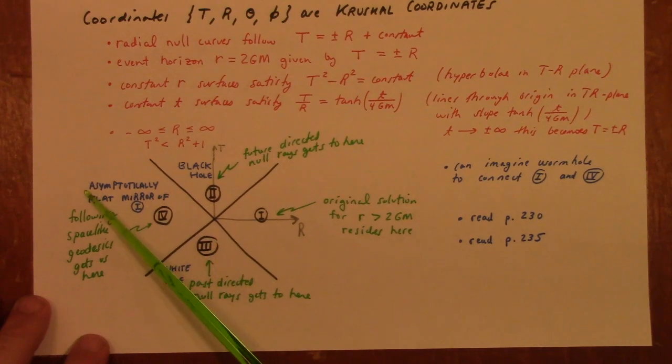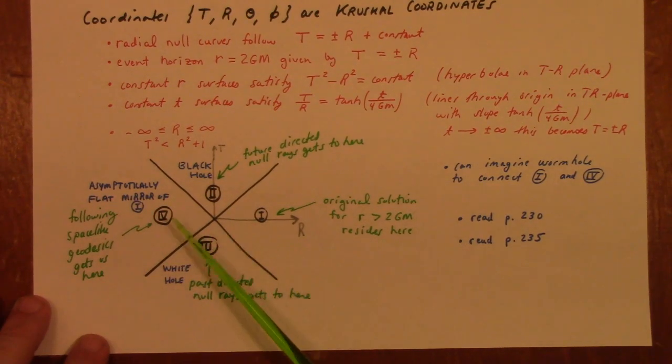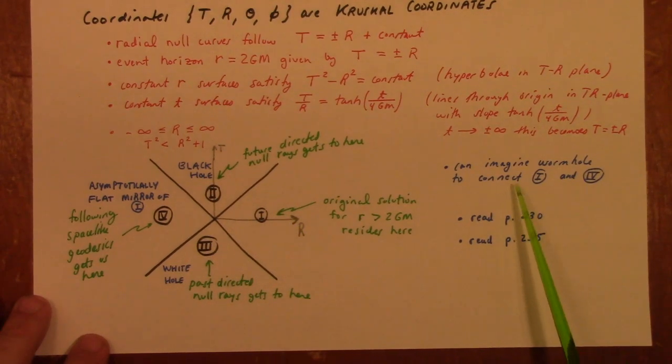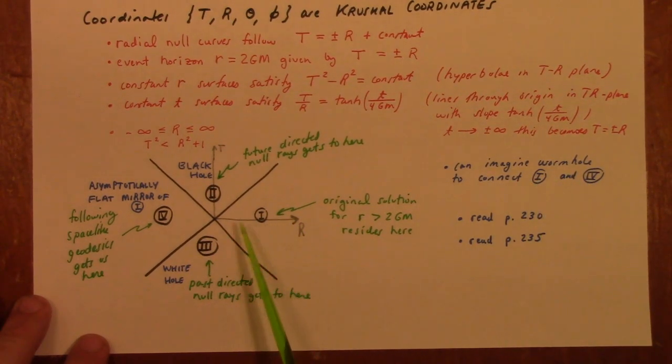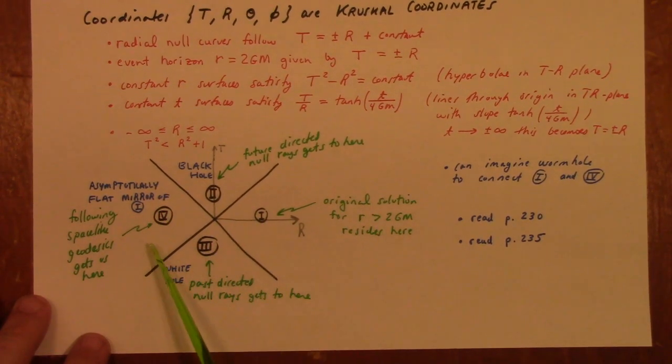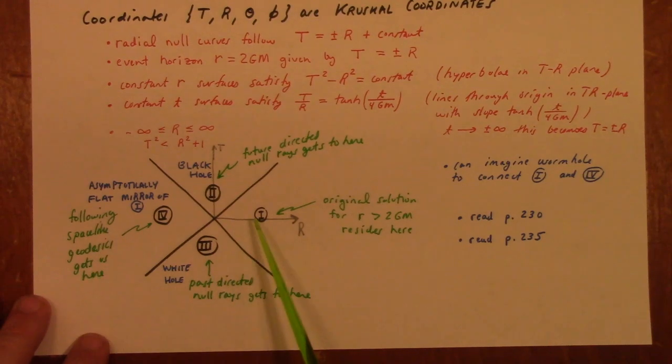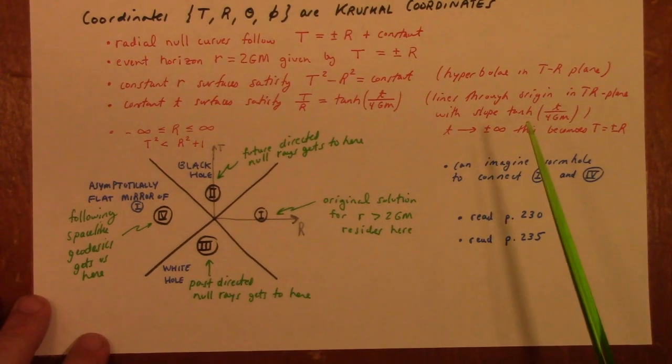And then there's this asymptotically flat mirror of 1 over here on 4. And he mentions that people have thought about forming wormholes between 1 and 4. That's kind of the only way you could get over to here. There are no time-like paths to get from here to here. You have to follow a space-like geodesic to get over there. Of course, those are hard to follow.